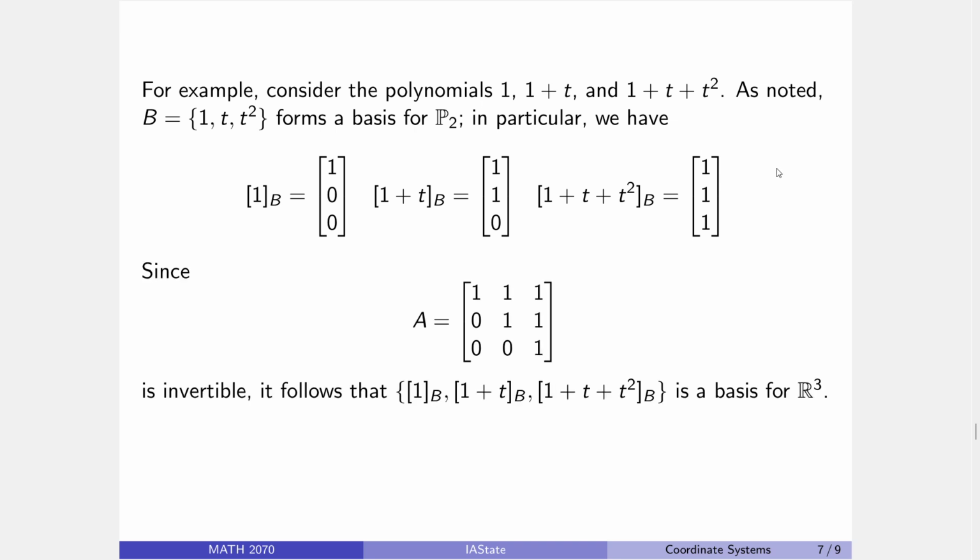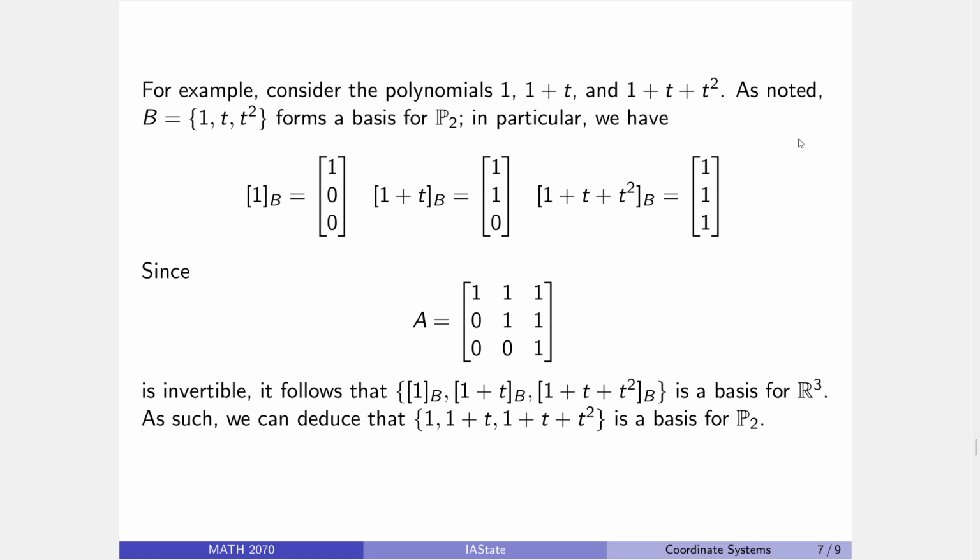Smash them together into a matrix. It's super easy to see that this is invertible. Its determinant is 1. It's an upper triangular matrix, so the product of the diagonal entries gives us 1. So, hey, this is an invertible matrix, which means that these coordinate vectors form a basis for R3. But as we already noted, R3 and the polynomials of degree at most 2 are essentially the same vector space, so that means that these original polynomials have to be a basis for P2.